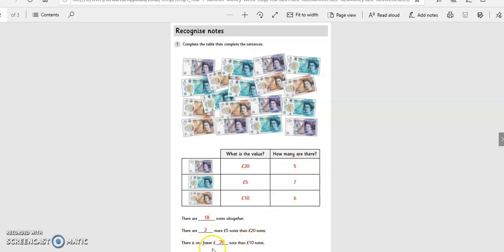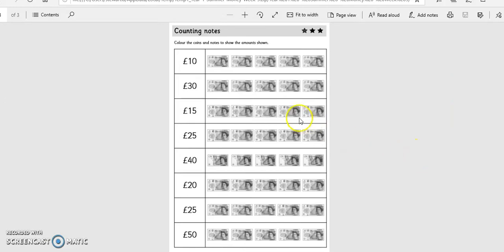And here there is 1 fewer £20 note than £10 notes. 6 is 1 fewer than 7. So do read those carefully. Make sure you've understood that mathematical language. And then here, these answers aren't on, but I'll go through it with you.